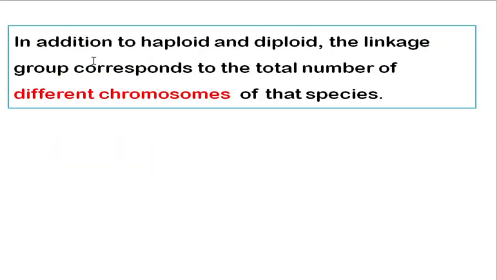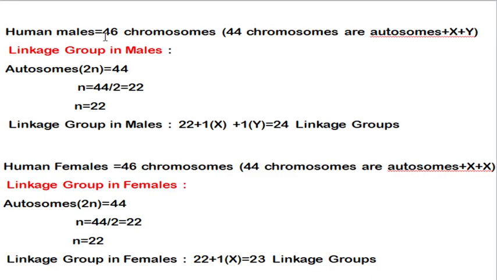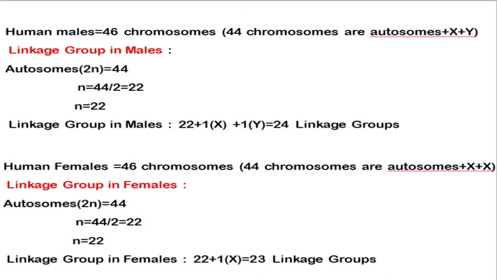Okay. At the same time, in addition to the haploid and diploid rule, the linkage group corresponds to the total number of different chromosomes of that particular species. For example, let's work out how many linkage groups are present in human male and human female. Human males have 46 chromosomes. 44 chromosomes are autosomes, and additionally he has one X chromosome and one Y chromosome. So autosome is different, X chromosome is different, Y chromosome is different. So totally he has 3 different chromosomes.